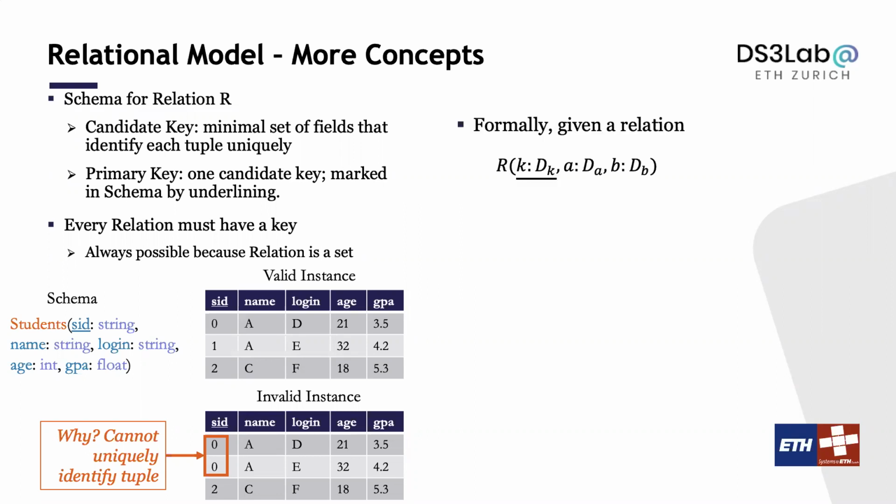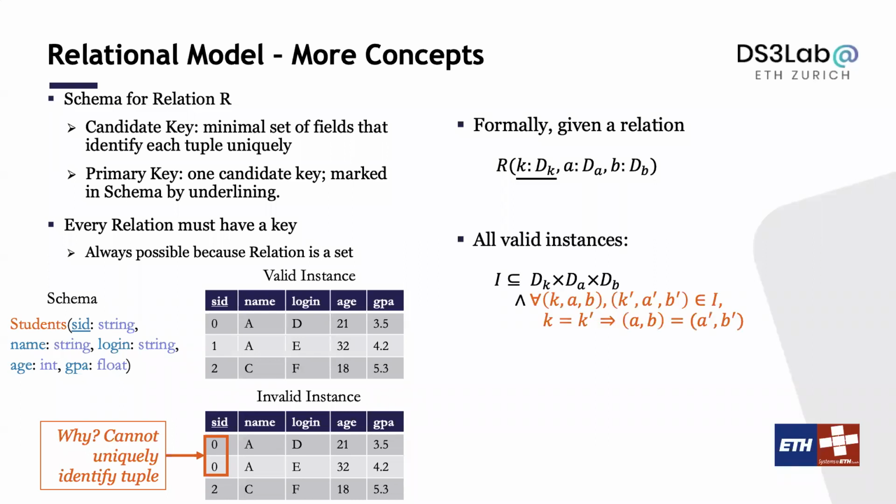So we can make this more formal. If you give me a relation that looks like this, with the name R and 3 attributes, I have K, I have A, I have B. And if I say my primary key is K, that single column, this actually defines all the possible valid instances I could put in this relation.